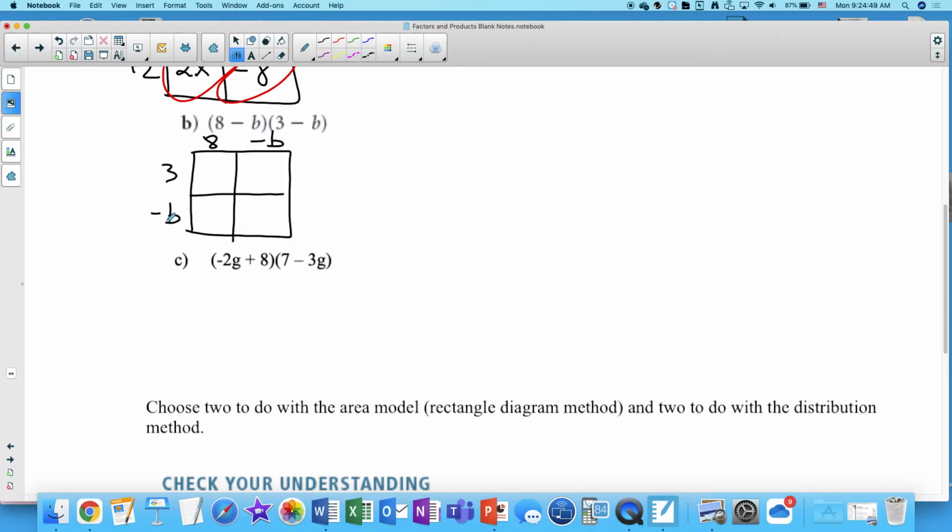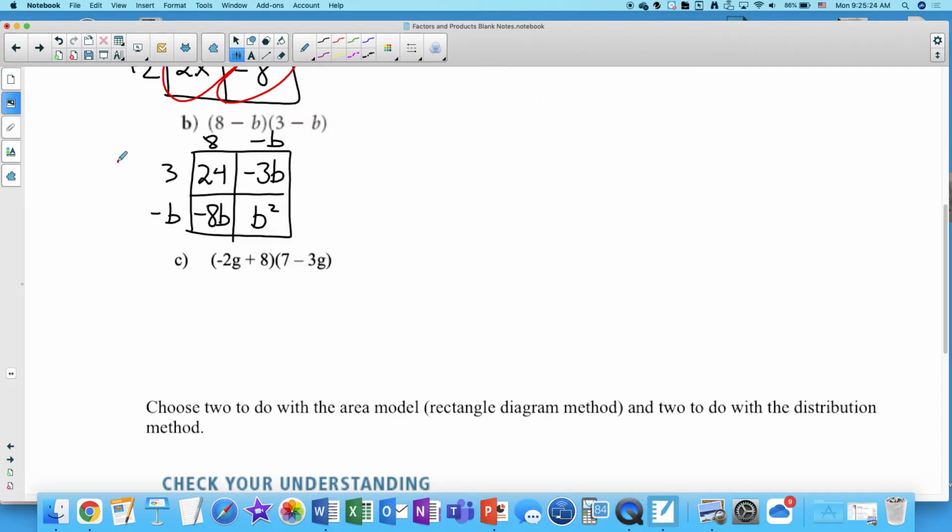24. 3 times negative b, minus 3b. 8 times negative b, negative 8b. And negative b times negative b, positive b squared. Yeah, so really important that you pay attention to the signs. Okay, now again, the like terms sort of lined up along the diagonals, so that's kind of nice. So I've got the 24, I've got the b terms, and the b squared.